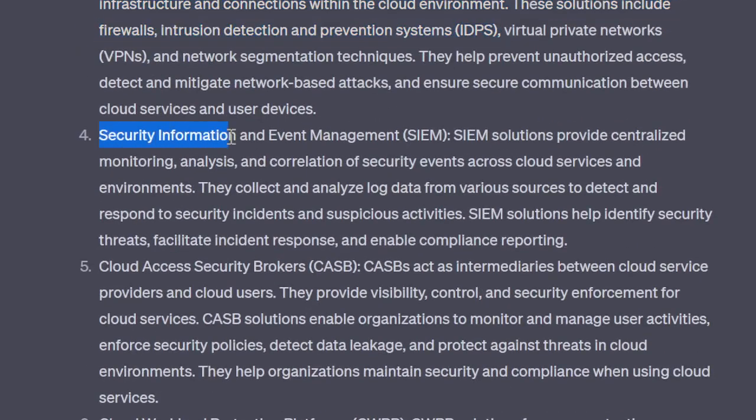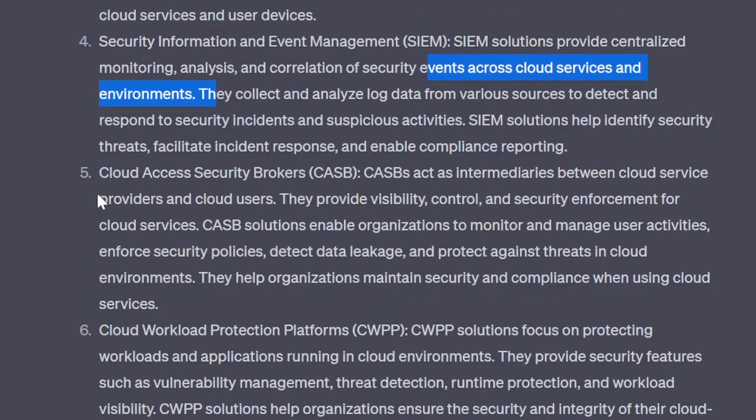Number 4, security information and event management. SIEM solutions provide centralized monitoring, analysis, and correlation of security events across the cloud services and environments. Number 5, Cloud Access Security Brokers, CASB, act as intermediaries between cloud service providers and cloud users.